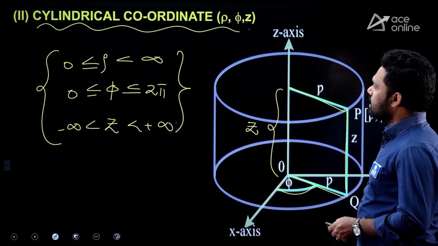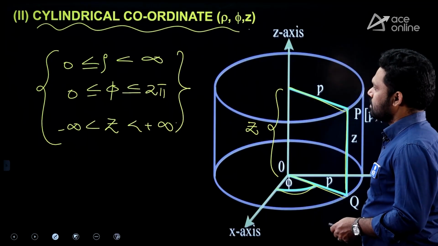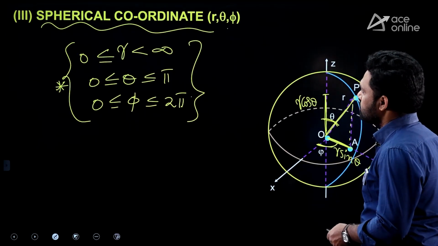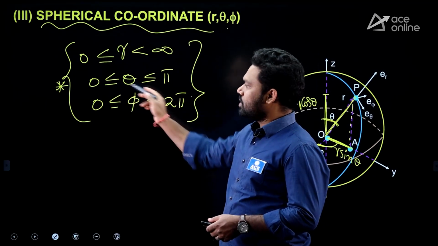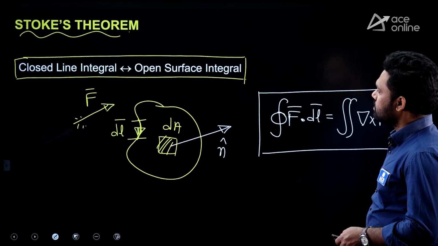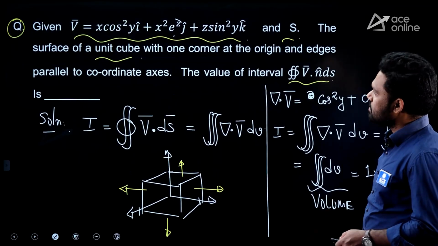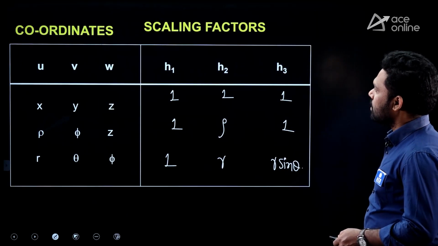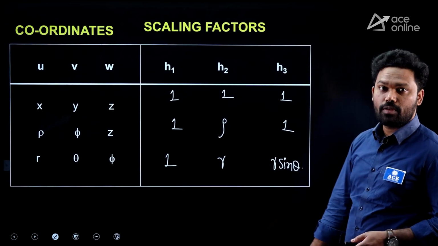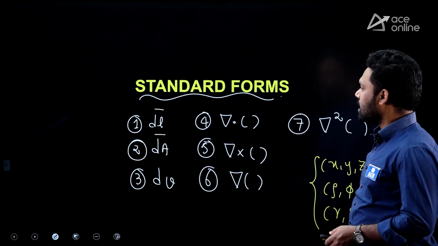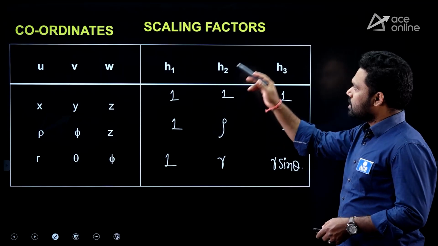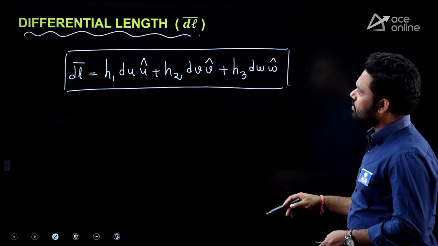Cartesian coordinate system, cylindrical coordinate system, limits, and then spherical coordinate system and conversions. Must be careful, theta is ranging only from 0 to pi. Then Stokes theorem, divergence theorem, and then 7 standard forms, which will expand to 21 formulas: divergence, curl, gradient, Laplacian operator, differential length, differential surface, differential volume. So you have to remember this box along with the 7 standard forms.